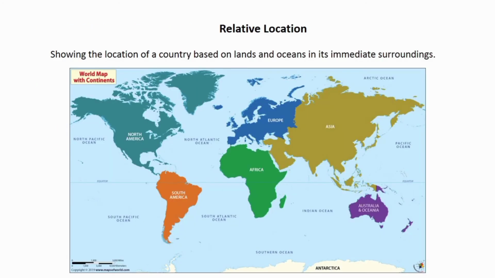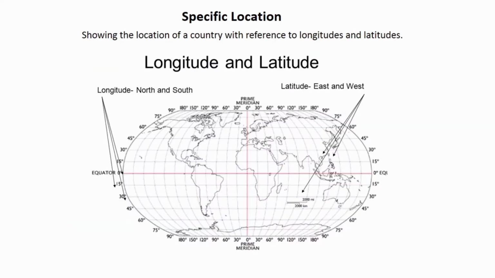Now, let's look at what is relative location. Showing the location of country based on lands and oceans in its immediate surroundings is called as relative location. Here, we specially consider about the surrounding area. Then what are the oceans and what are the lands or continents we can see around the selected country.